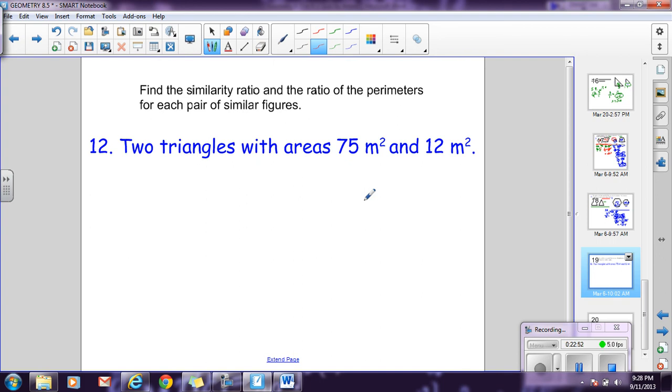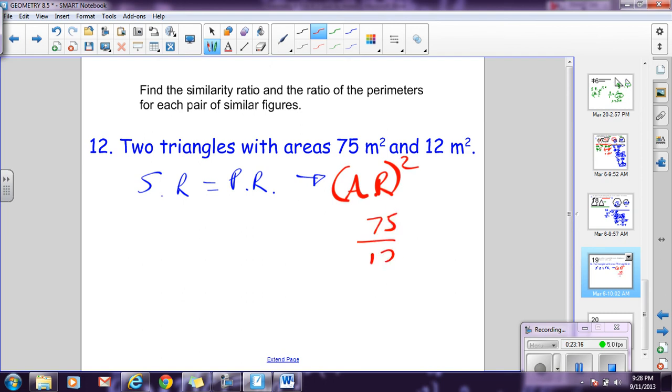Now let's do this. I'm going to set up. Now remember how before we would say similarity ratio is the same as the perimeter ratio. Those are always the same. That was always nice. And then to get to the area ratio, we would just have to square these guys. So this would always be squared, right? Well, now we're going from here, 75 to 12, and we're trying to go backwards.